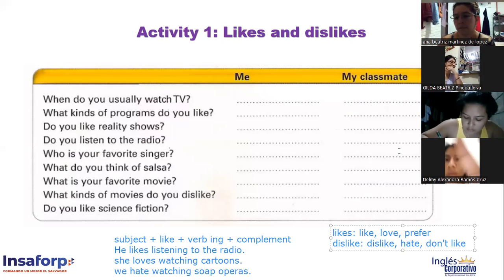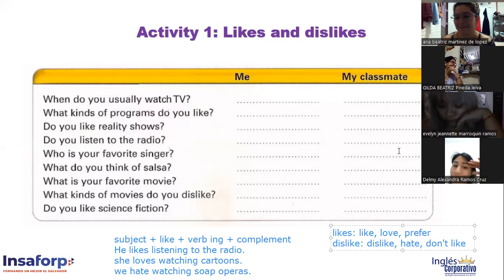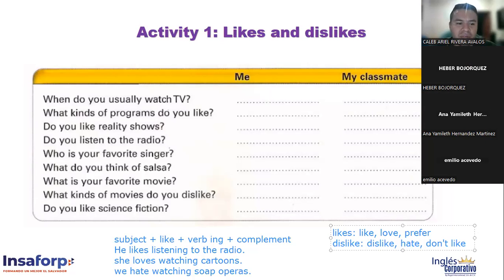Delmi Ramos, what do you think of salsa? Do you like salsa? Do you like it or no? Not much. Not much. Okay. It's a happy rhythm, right? Okay. Thank you. Caleb, what's your favorite movie? My favorite movie is Transformers. And your partner, your classmate's favorite movie?